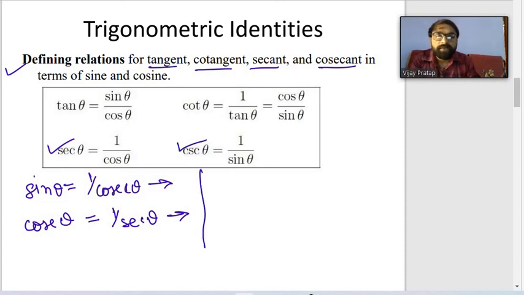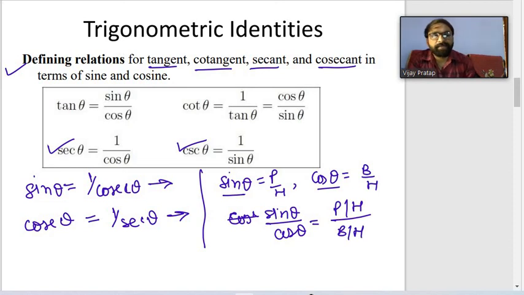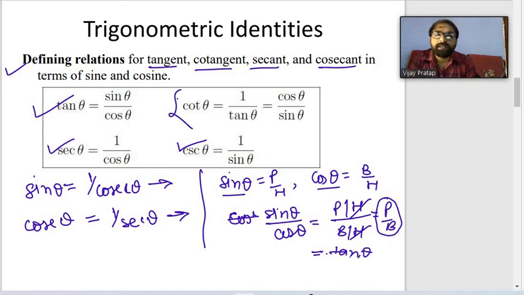Now we know that sine theta equals perpendicular upon hypotenuse, and cos theta equals base upon hypotenuse. If we take the ratio of sine and cos, then sine theta upon cos theta equals P upon H whole upon B upon H. H will be cancelled with H, then we get P upon B, and from the definition of tangent, P upon B equals tan theta. So sine theta upon cos theta equals tan theta. This is the formula. And cot theta is the reciprocal of tan theta, so cot theta equals 1 upon tan, and that will be cos upon sine.